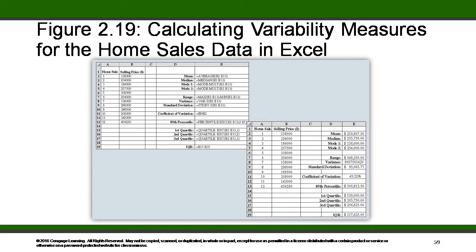Coefficient of variation. It is calculated in cell E11 using the formula equals E9 over E2, which divides the standard deviation by the mean. The coefficient of variation for the home sales data is 43.22%.